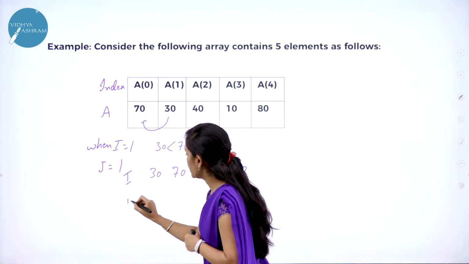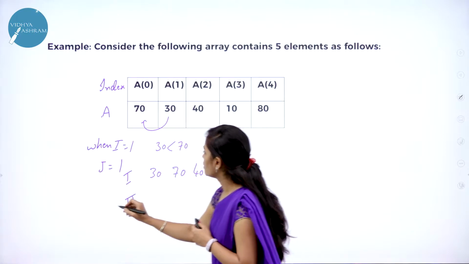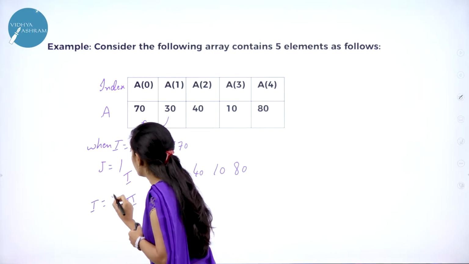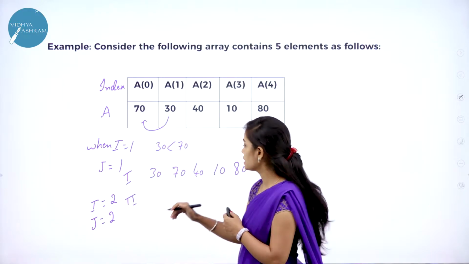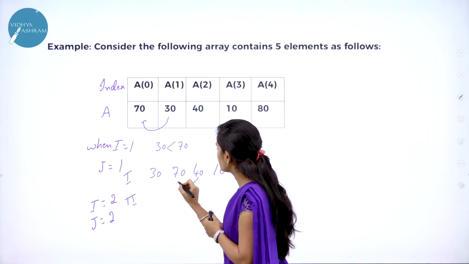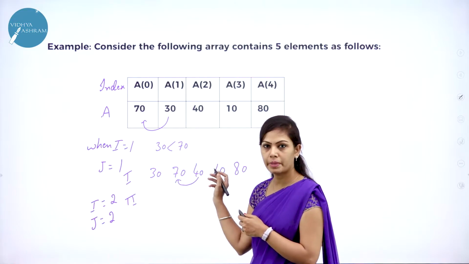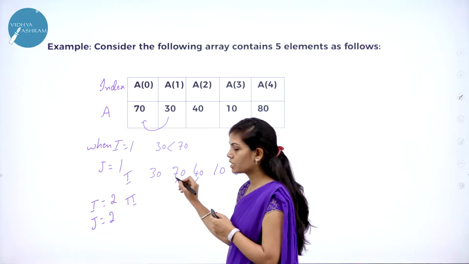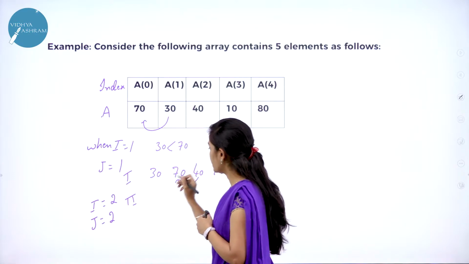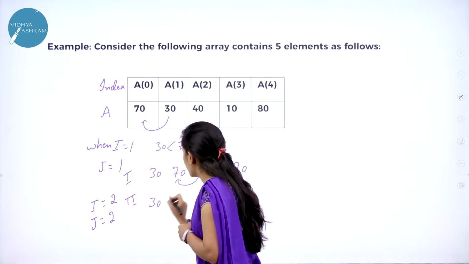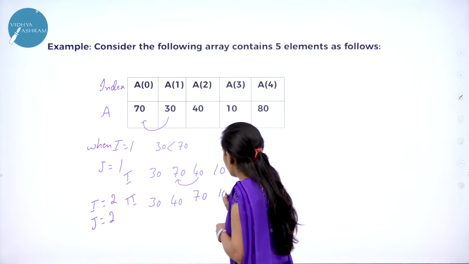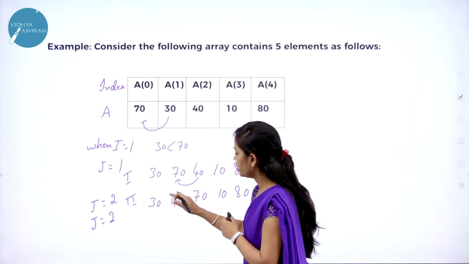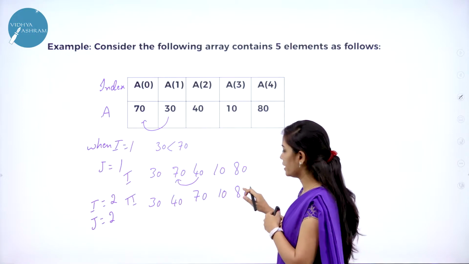And in the second iteration, when i is equal to 2, j is equal to 2. Copy these 2 variables and just compare them. Compare these 2 elements, 40 with 70. 70 is greater than 40, so I can interchange these 2 elements. So your array will be 30, 40, 70, 10 and 80.